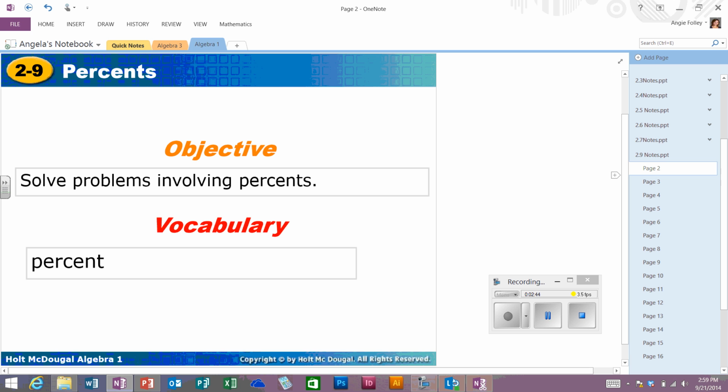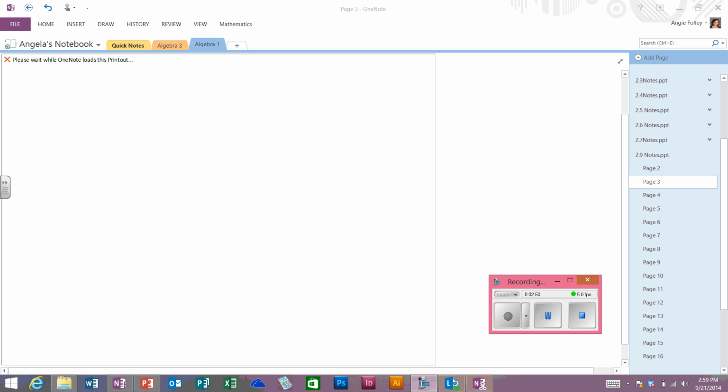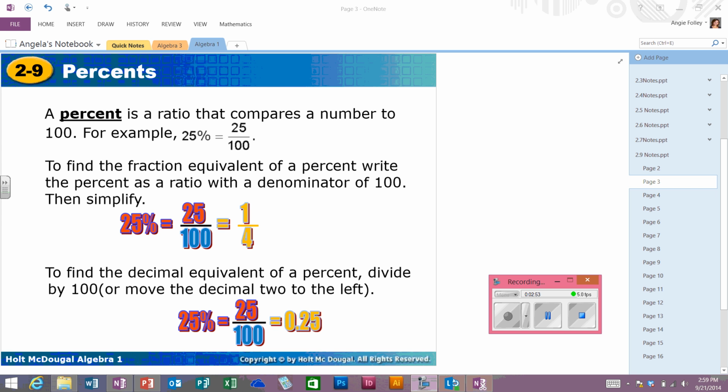Today we're going to look at solving problems involving percents, and if you haven't heard the vocab word percent, you're going to hear that today a lot. So let's define what a percent is. A percent is a ratio, so a number over a number, that compares a number to 100. For example, 25% is equal to 25 out of 100.